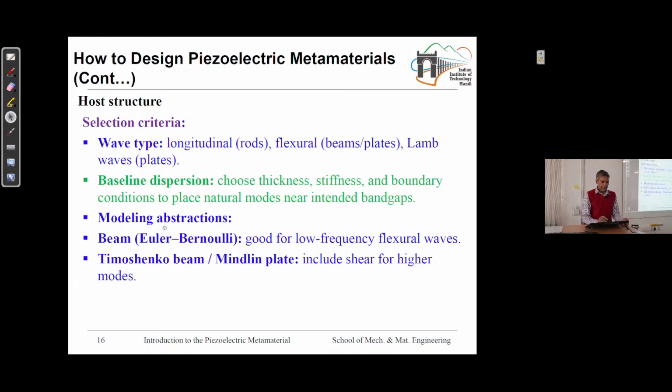Then modeling of abstractions, we can use Euler beam theory or Timoshenko beam theory in case of 1D, and in case of 2D, Mindlin plate theory, right? So of course, as you can see, this is a very complicated structure. So we cannot use the conventional way. We have to use a numerical method, the so-called finite element method. So generally, we do use finite element method to design the host structure, right?